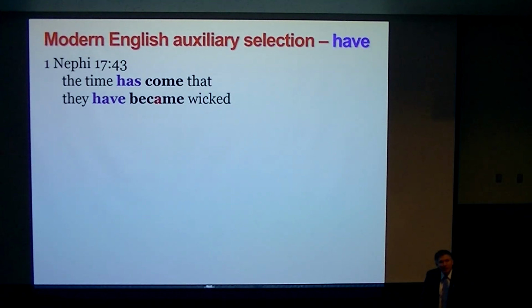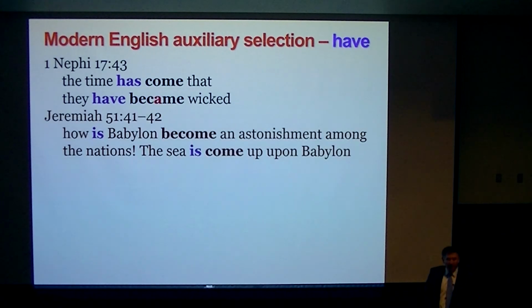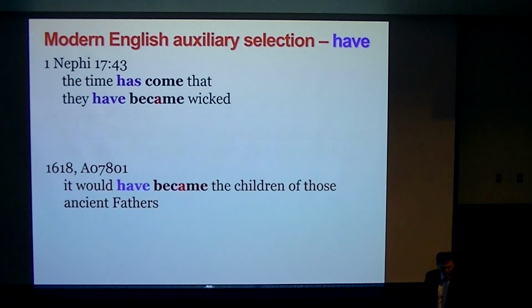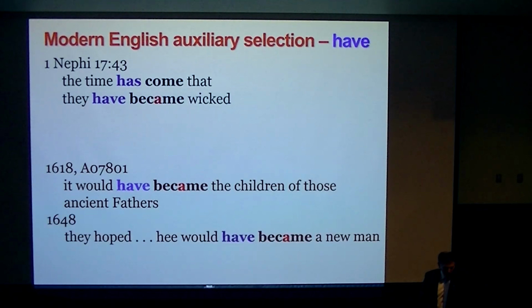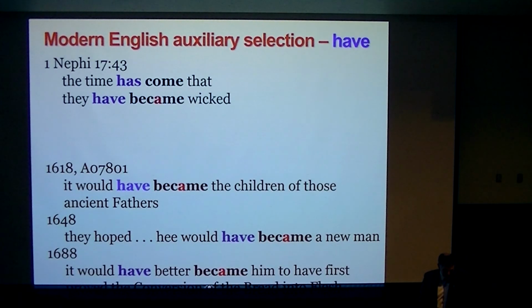Book of Mormon is modern English in terms of auxiliary selection. "The time has come that they have become wicked." So has and have there. In the Bible, it would use is and are. Here's "is become, is come." So in this way, the Book of Mormon is rather modern in terms of its auxiliary selection. Look at "have became," though, how it's used in the 1600s. "It would have became." We find that in modern English, but it's early, and we find it in the 1600s. "He would have became a new man." "It would have better became him."